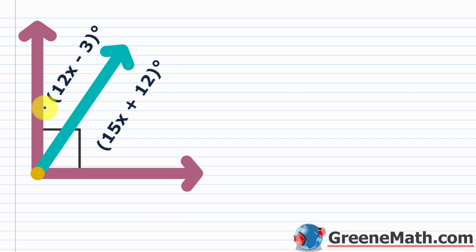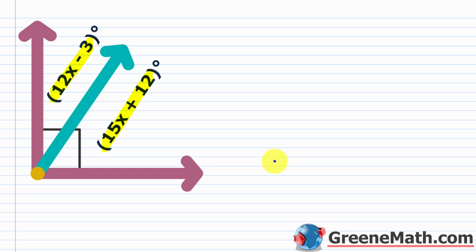You can see that the bigger angle here, if I started from here and I rotated here, is a 90-degree angle. Again, this is given to us by this symbol right here. But we have these two smaller angles, and we want to find out their measure. One is given by 15x plus 12 degrees, and another is given by the 12x minus 3 degrees.